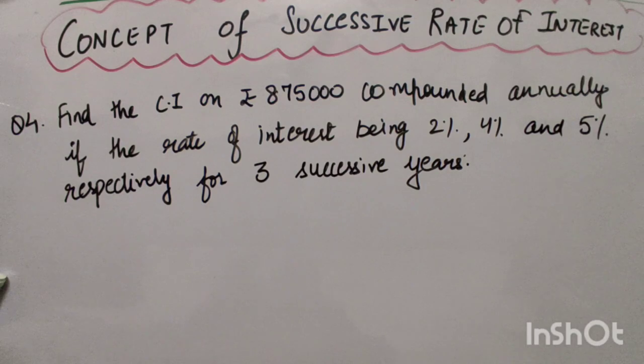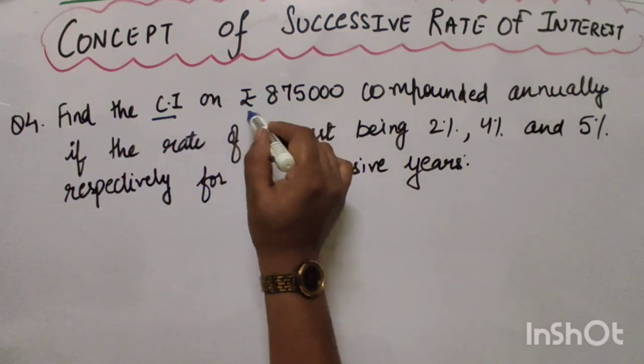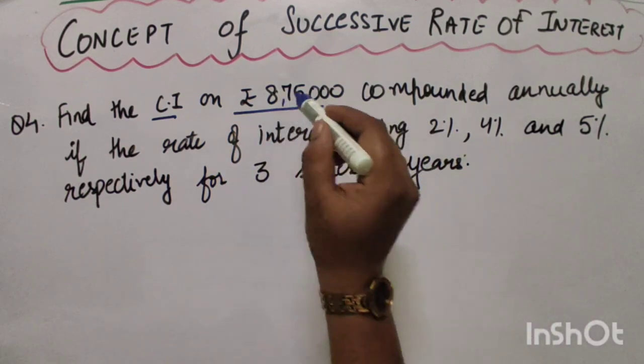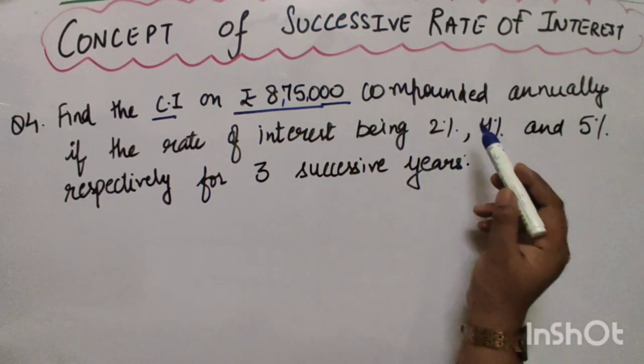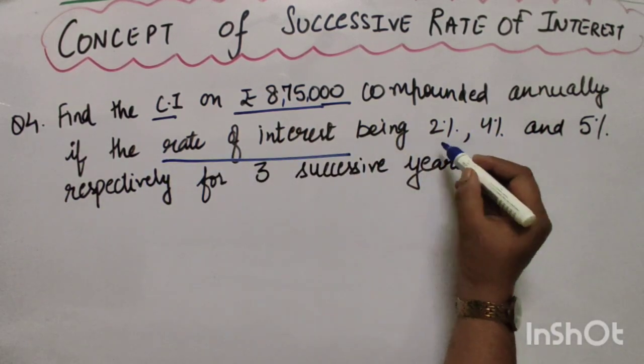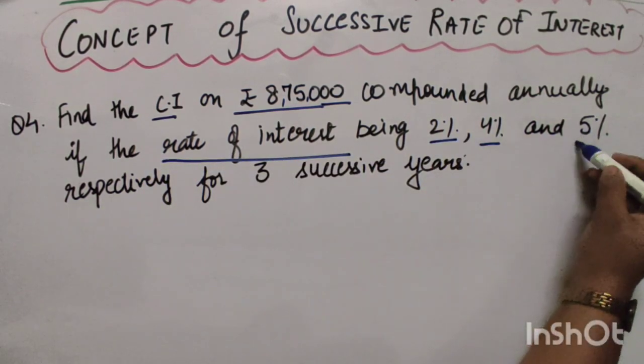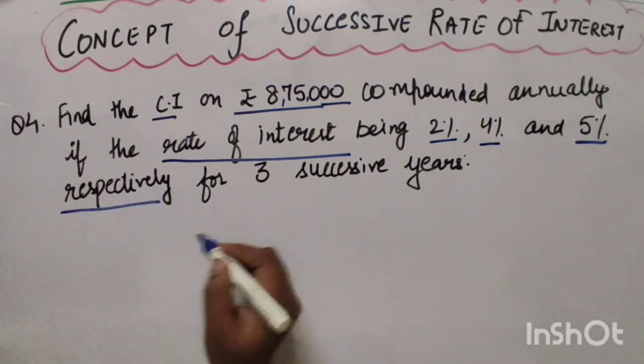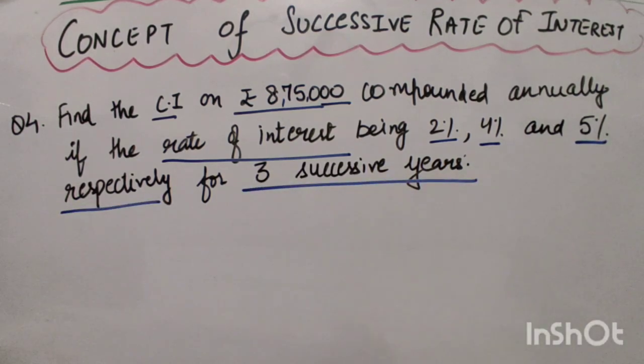Today we are going to discuss the concept of successive rate of interest. Right, and for this let me start with this one question of your exercise, that is question number 4. In this question you can see: find the CI on rupees 8,75,000 compounded annually if the rate of interest being 2%, 4%, 5% respectively for 3 successive years.